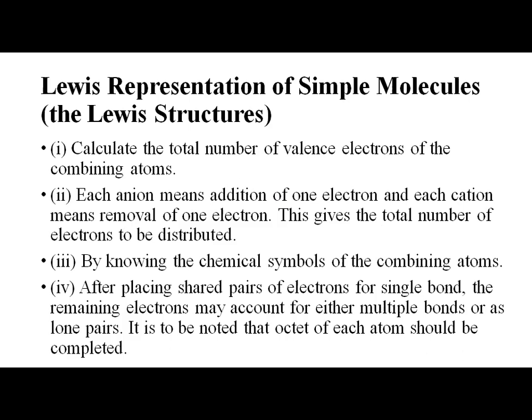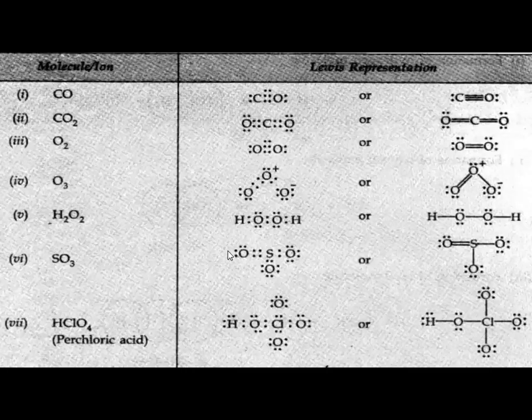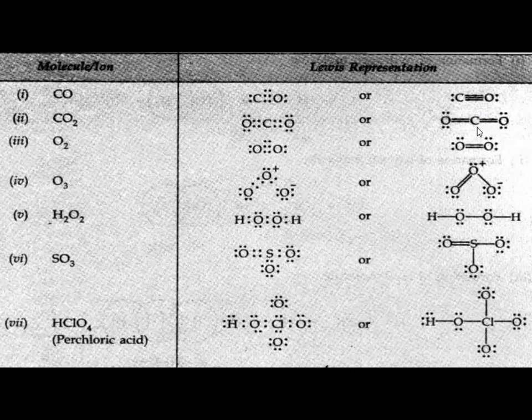After placing shared pairs of electrons for a single bond, the remaining electrons may account for either multiple bonds or lone pairs. It is to be noted that the octet of each atom should be completed. So here, carbon monoxide is written like this: there is a triple bond between carbon and oxygen. Carbon dioxide, just now we have seen. The O2 molecule also we have seen.